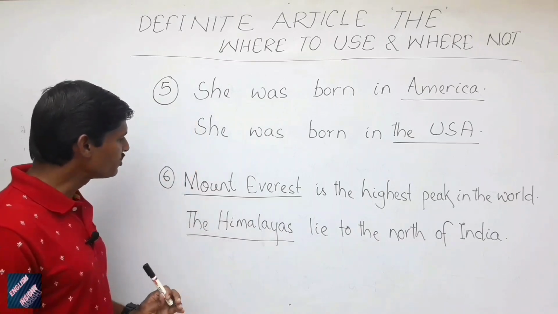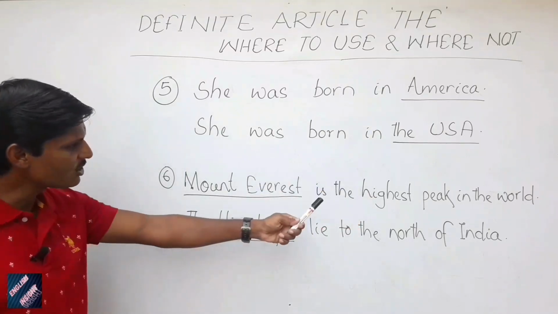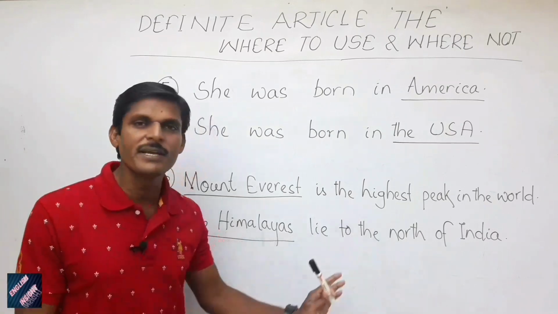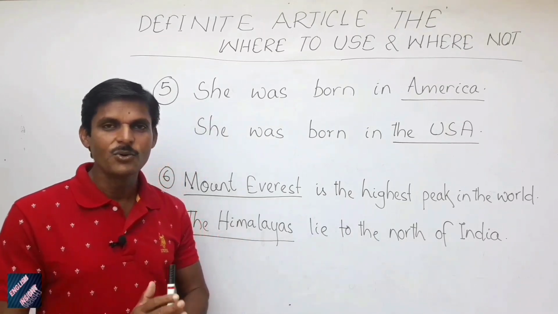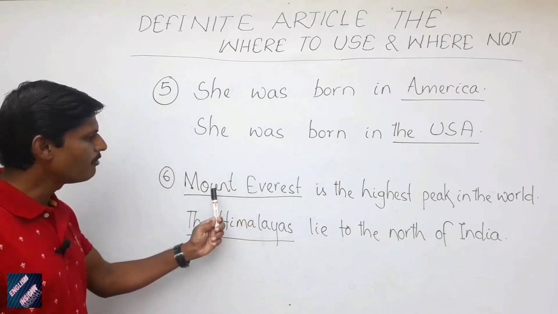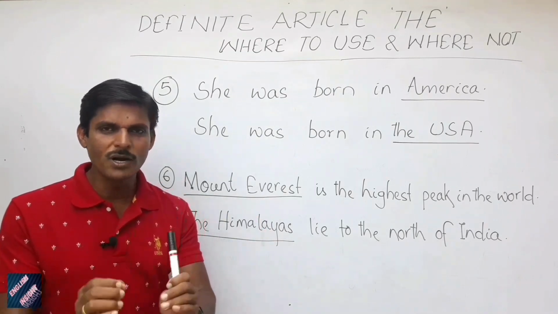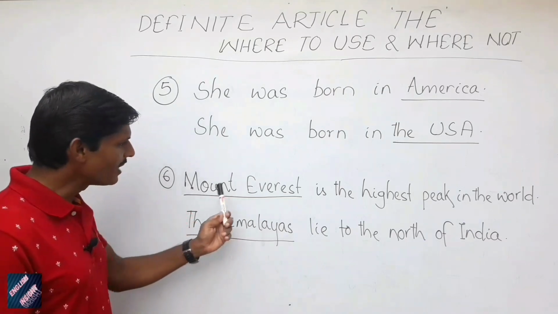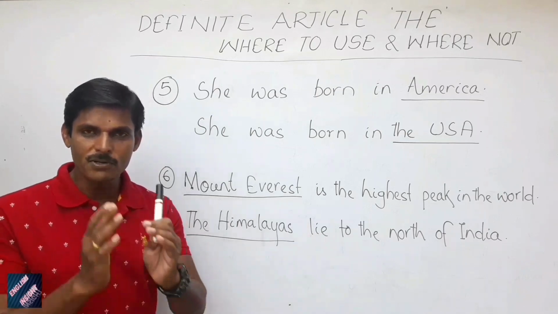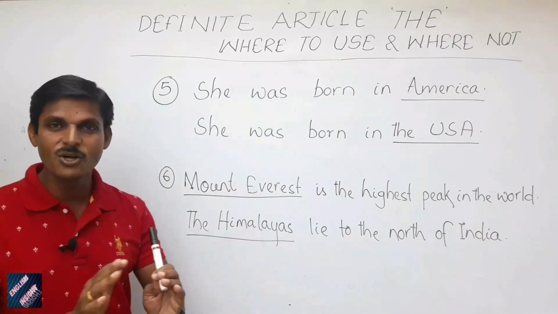Next comes pair number 6. Mount Everest is the highest peak in the world. Second sentence, the Himalayas lie to the north of India. In both the sentences, we talk about some mountain. But in the first sentence, it is a single mountain. Mount Everest is a single mountain. Before the name of a single mountain, we should not use the. Okay? So, Mount Everest, not the Mount Everest, is the highest peak in the world. Again, I am telling, before the name of a single mountain, we should not use the. So, it's written Mount Everest, not the Mount Everest.